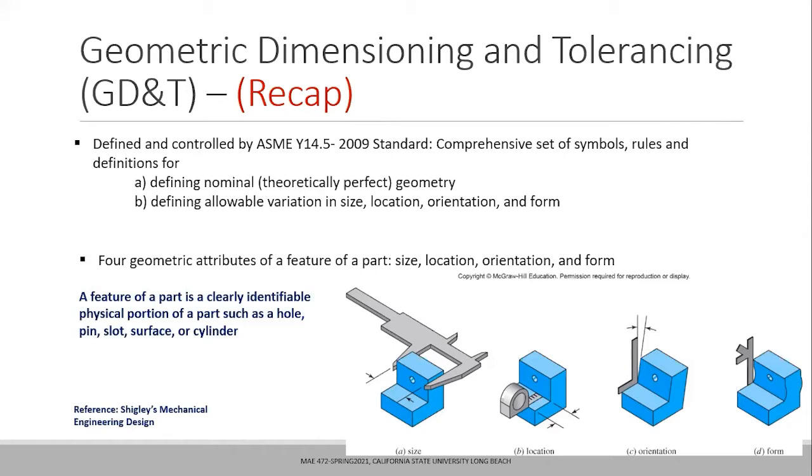When I said that point B in here says the standard defines allowable variation in size, location, orientation, and form. So is it really required, or if it is required, why is it required? Would you like to guess or try to think about that aspect, why that control or that variation is required? Why?